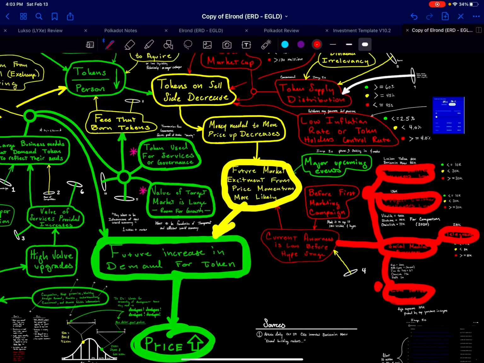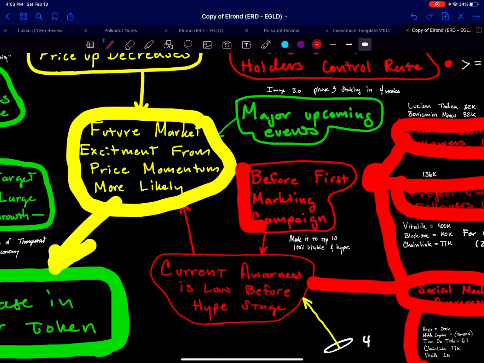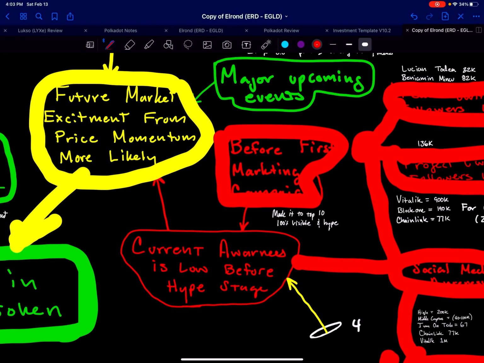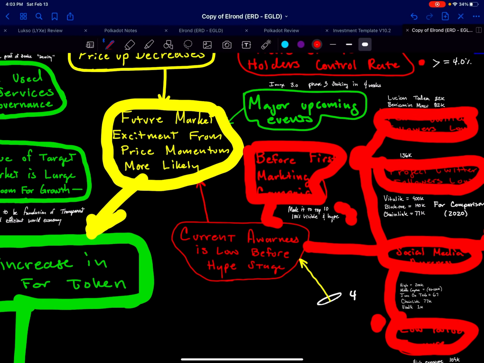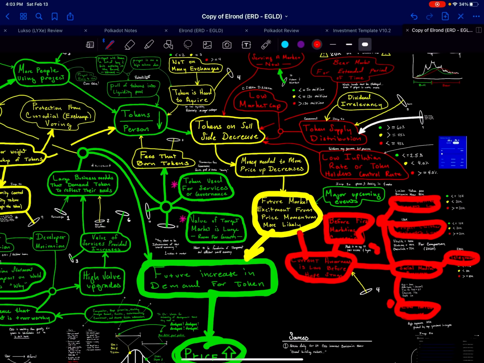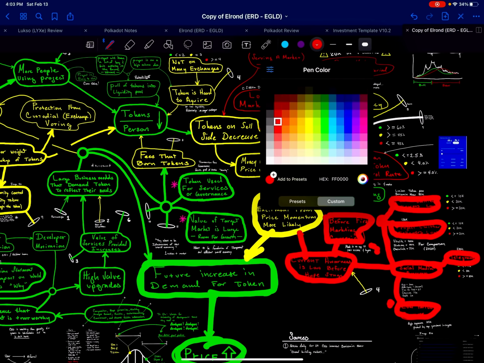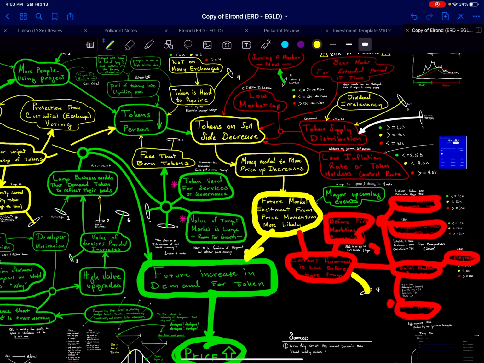It's very well known in the crypto space. Before the marketing campaign, it made it to the top 10. It made it to the top 10 recently, so it's under huge hype. In no sense of the word is this thing unheard of. Everybody is aware of it now because it's a spectacular growth into the top.